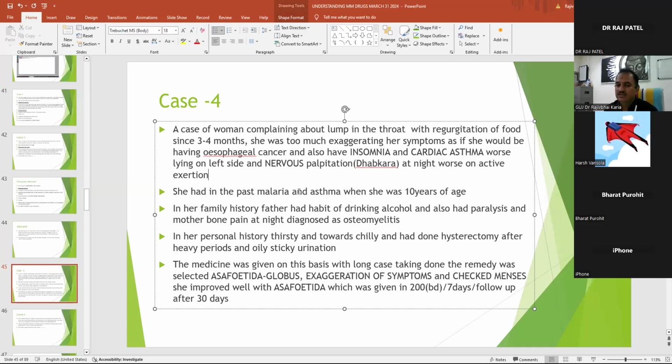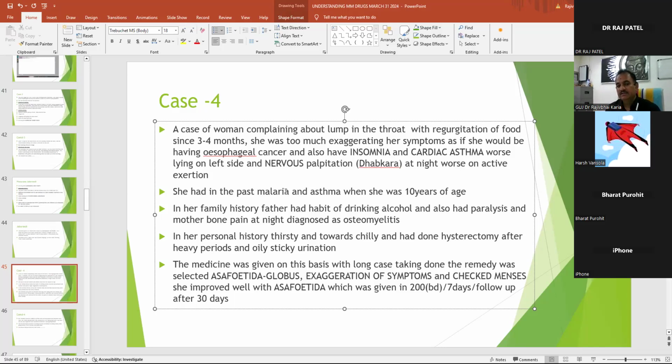And she was much exaggerating her symptoms. Oh, this is happening to me, that is happening to me. This is exaggeration of the symptom, as if she would be having esophageal carcinoma. Oh, I will get cancer. And also she has insomnia and cardiac asthma. Worse lying on left side. And a lot of nervous palpitation. Dhabkara, that is palpitation. At night, worse on active exertion.